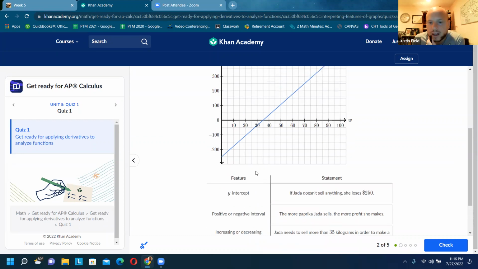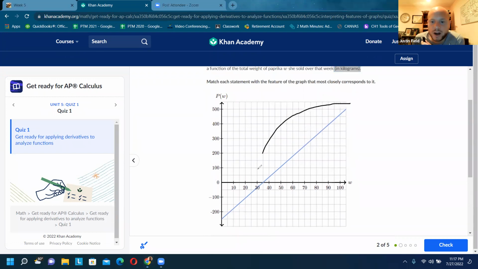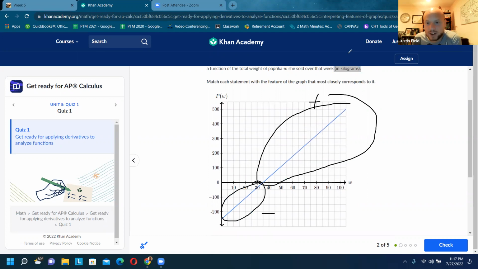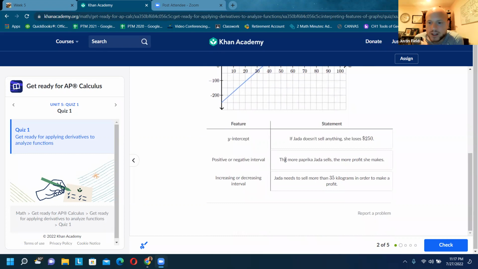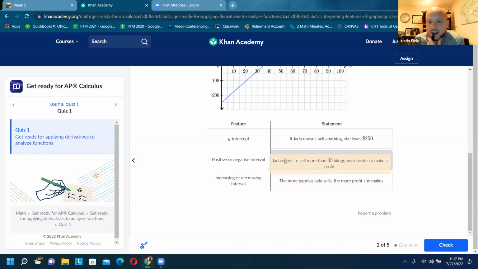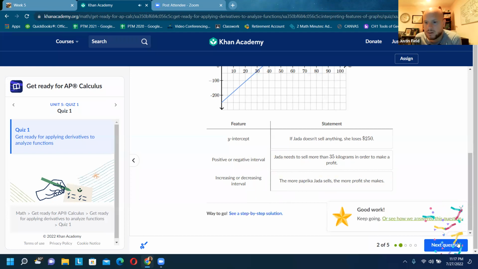Positive interval, it means we are above. That's positive, and this is negative. So make sure that you know your positive and negative intervals, and also your increase and decrease. So the more she sells, the more profit she makes. Actually, that's increasing, and that's why that's true. But here, we know that the positive is after 35 and the negative is before 35. So that's how that goes.